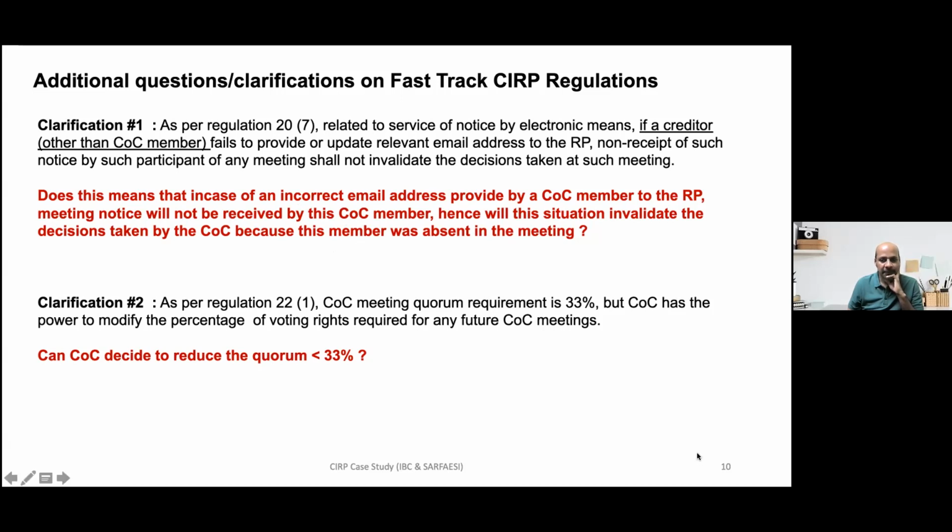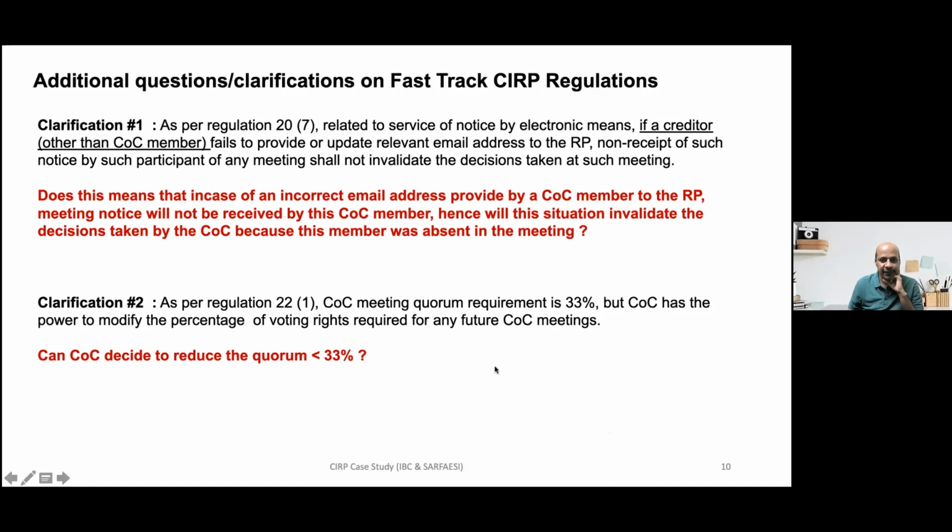So fine. The email address is provided by the COC member, yes, that is correct. The onus will always be on the COC member. But the point here, what I was trying to highlight, is that if the email address is incorrect, obviously the onus is not on RP, but what if the meeting went on and the decision was taken? But I think the consensus is that it will not invalidate the decision of the meeting.